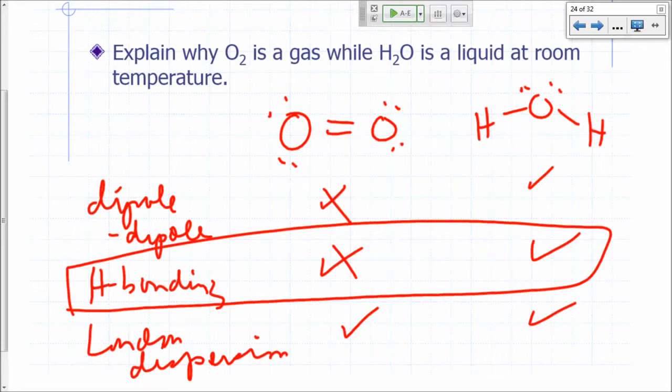You would expect, actually, O2 is a little bit bigger than H2O. You would have expected stronger London dispersion forces, but water molecules have unusually strong attractions for each other because of hydrogen bonding interaction.